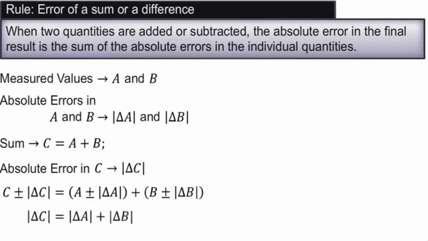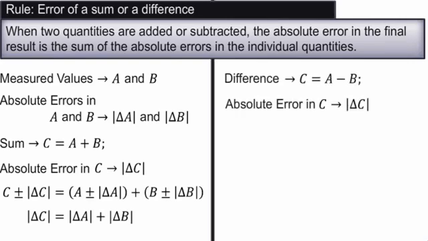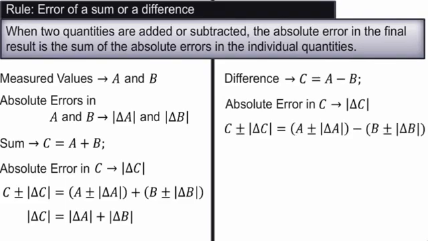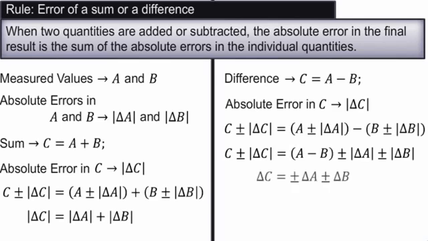For the difference C = A − B, we have C ± ΔC = A ± ΔA − (B ± ΔB), which is equal to A − B ± ΔA ± ΔB, or ΔC is equal to ±ΔA ± ΔB. The maximum value of the error ΔC is again ΔA + ΔB.